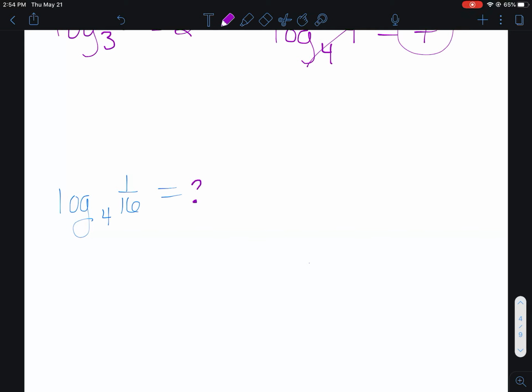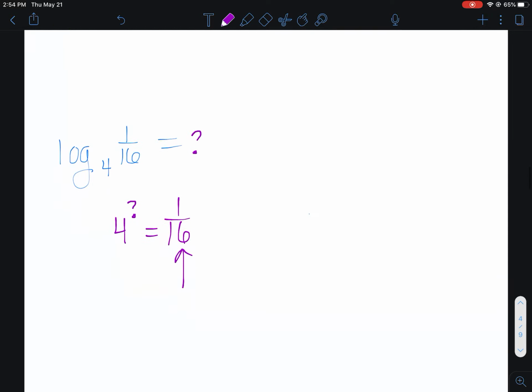Log base 4 of 1 over 16. Again, set it equal to some unknown. You can use x instead of question mark. I'm just having fun writing question marks right now. So if I rewrite this, it's 4 to the question mark equals 1/16. And when you see a fraction, do not stress out.